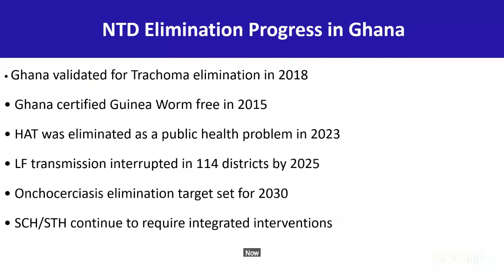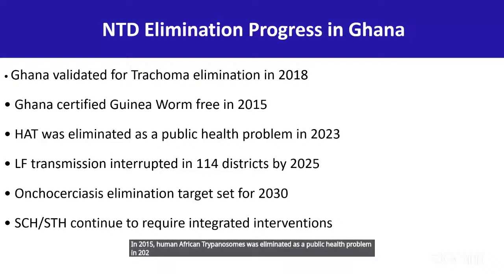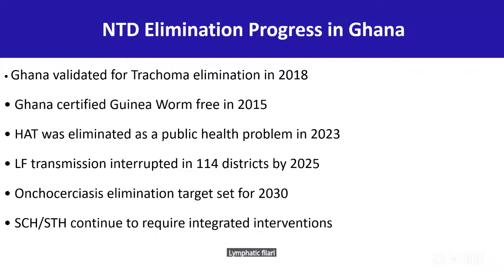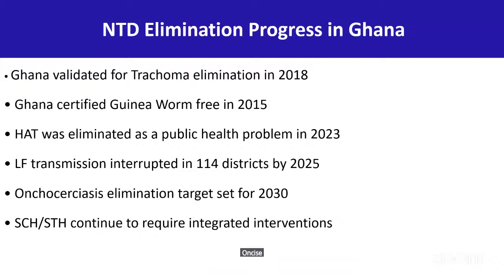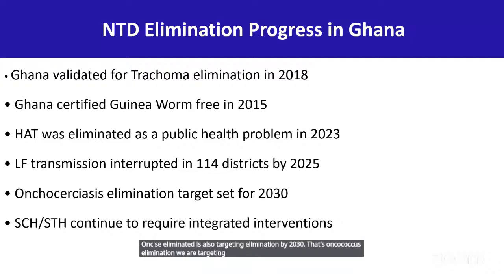Now, Ghana validated for trachoma elimination in 2018. Ghana was certified guinea worm free in 2015. Human African trypanosomiasis was eliminated as a public health problem in 2023. Lymphatic filariasis transmission has been interrupted in 114 districts in Ghana as of 2025. Onchocerciasis, we are targeting elimination by 2030. Soil-transmitted helminths and schistosomiasis continue to require integrated interventions.